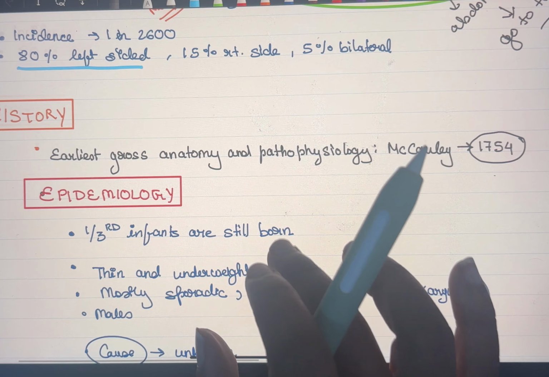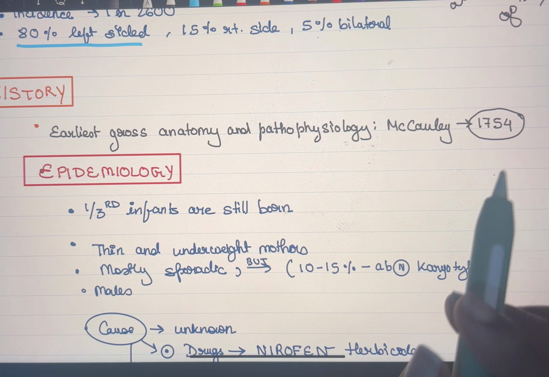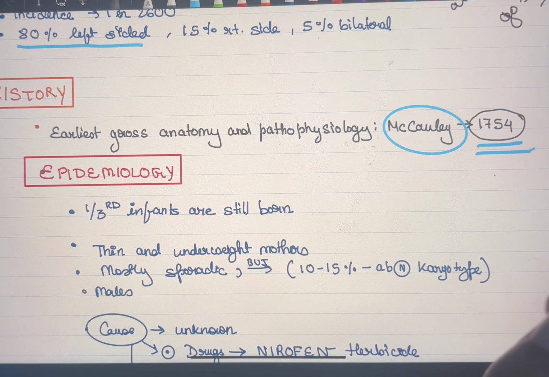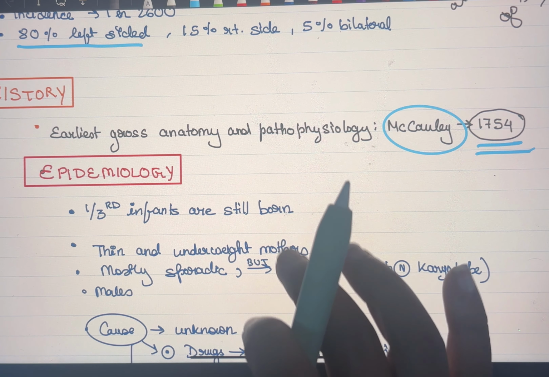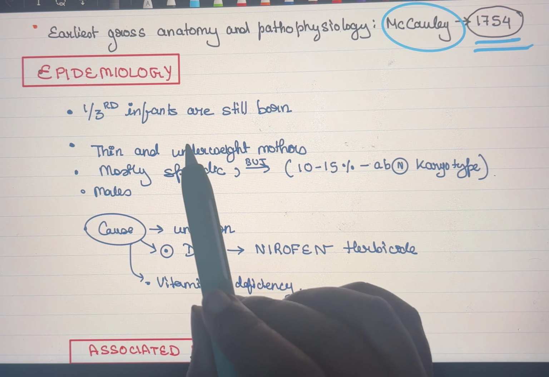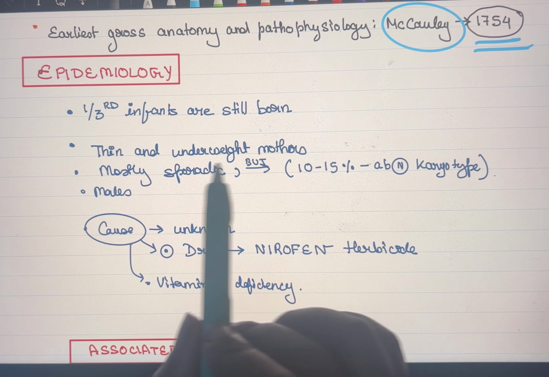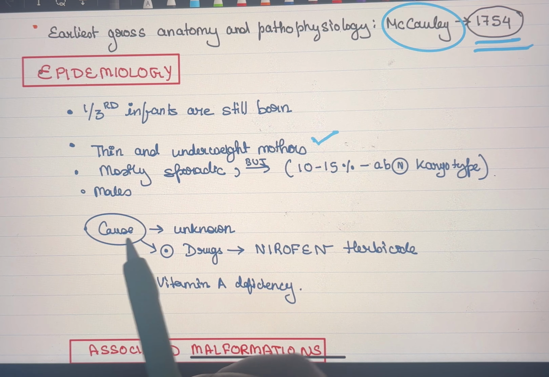Then history. The first anatomy and pathophysiology of the congenital diaphragmatic hernia was explained by Macauley in 1754. And in 1905, the first successful repair of the congenital diaphragmatic hernia occurred. Now, epidemiology. One third of the infants who are born with congenital diaphragmatic hernia are stillborn. Thin and underweight mothers have a risk of having an infant with congenital diaphragmatic hernia.